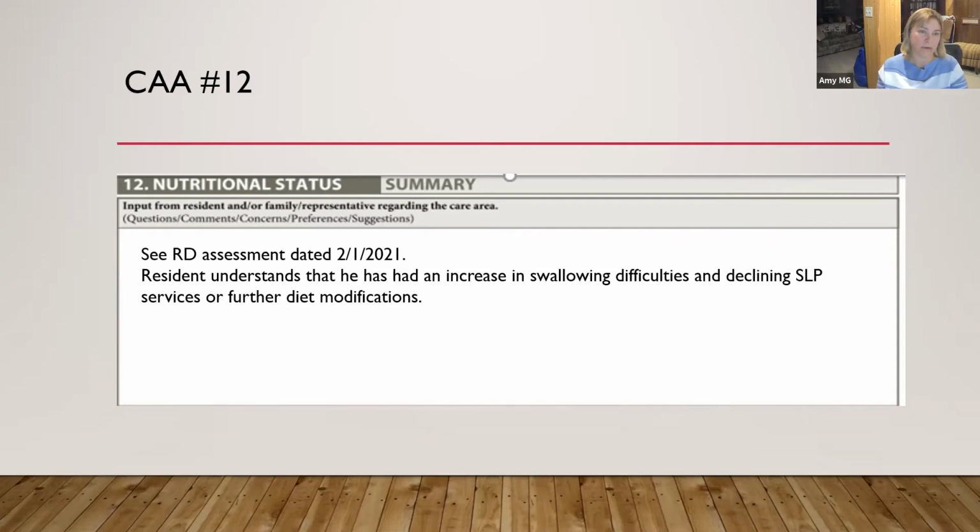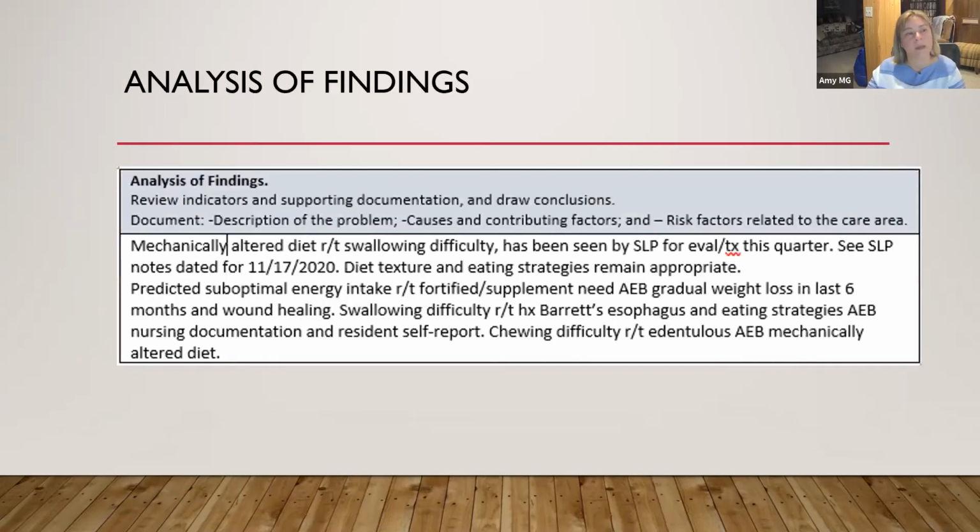This is an example from one of my current residents, and so I just put in the questions and comments, and from the input from the resident and the family, was to see my RD assessment dated 2/1. The resident understands that he has had an increase in swallowing difficulties and declining SLP services or further diet modifications. So that's a pretty good summary of what was occurring with that resident at that time. And then my findings, and we'll talk about this a little bit more. We'll refer back to this slide.